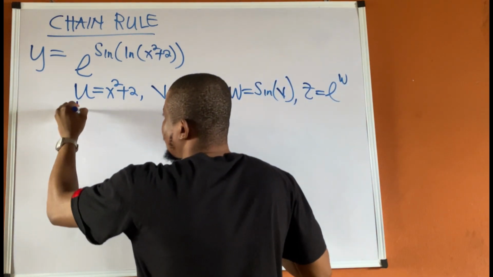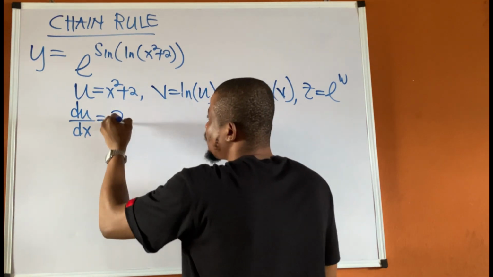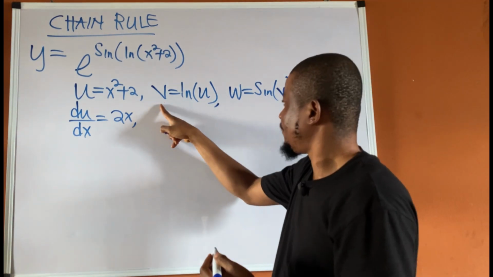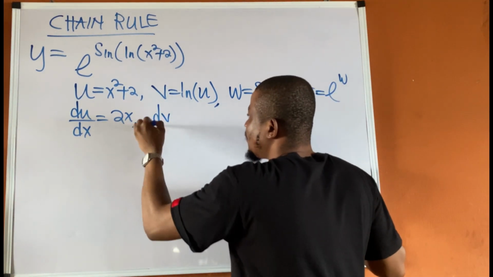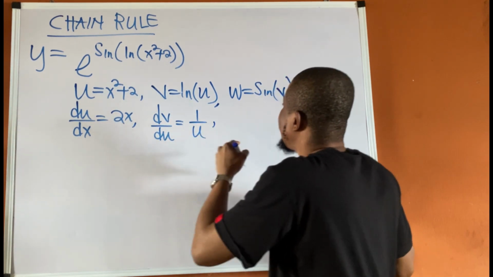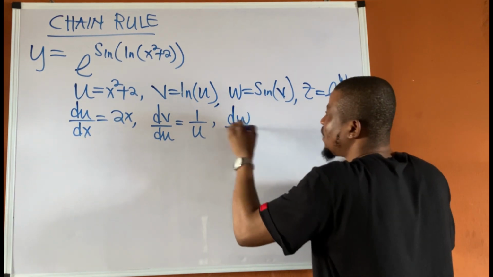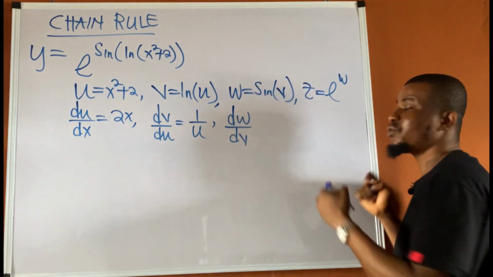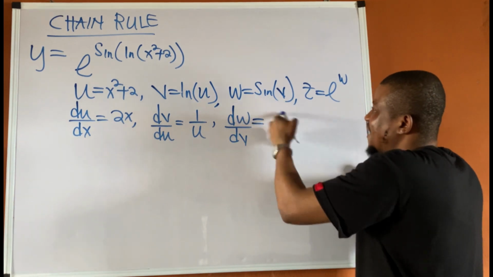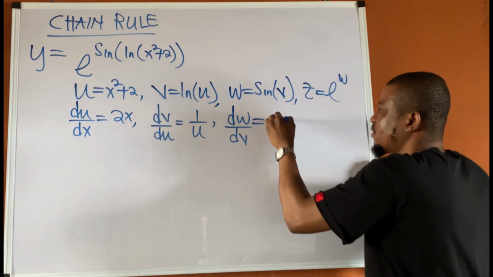To differentiate this, because this is the direct function of x, we are going to differentiate with respect to x, right? So if I differentiate this, I have 2x. V is a function of u, so we differentiate v with respect to u. If I differentiate ln u, I have 1 upon u, right? The next one, w, is a function of v. So I'll find dw/dv. You differentiate with respect to the independent variable. So I'll differentiate w with respect to v. If I differentiate sine v, remember, differential of sine x is cos x. So differential of sine v will be cos v.